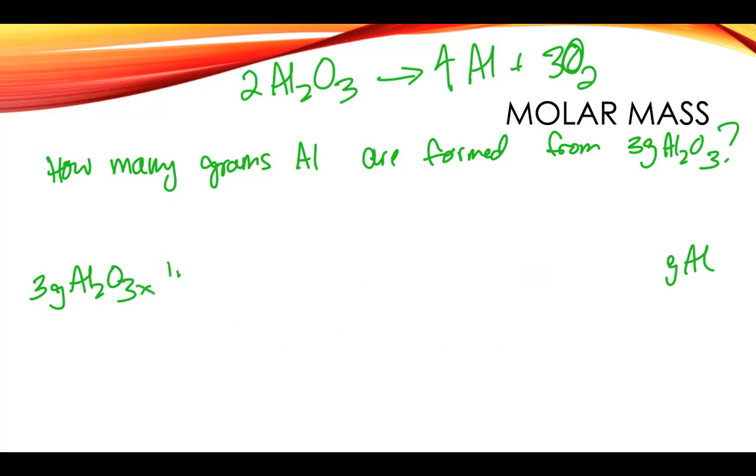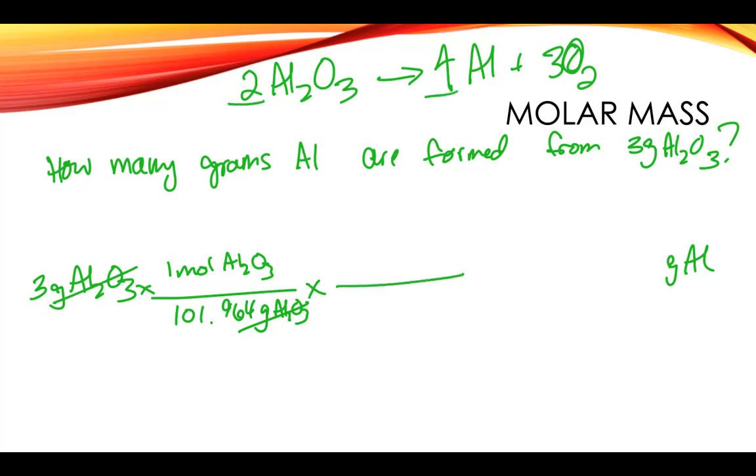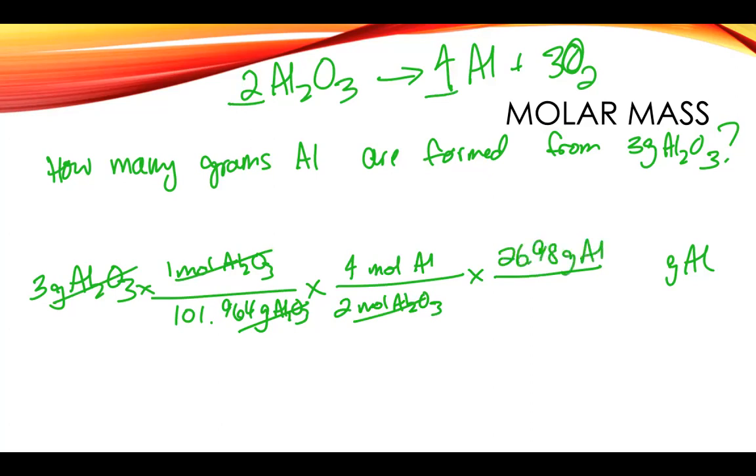So I multiply times 1 mole Al2O3 over 101.964 grams Al2O3, cut. So now I have moles of Al2O3. I use my mole ratio using my coefficients. I've got 2 moles Al2O3, 4 moles of Al, cut. And finally, molar mass of Al, 26.98 grams of Al per 1 mole of Al, cut. I have just enough room for my answer.